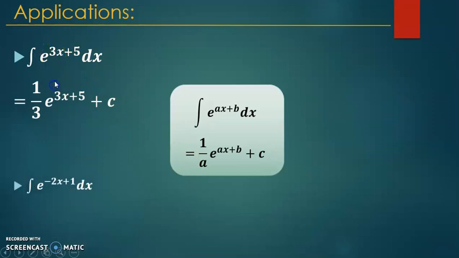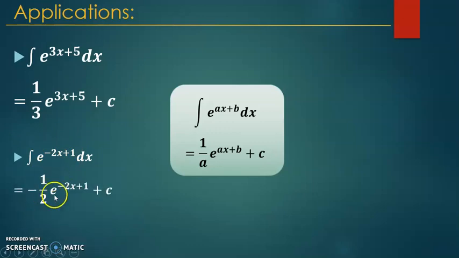Let's do another example. Do this example by yourself. So what's a here? What's the coefficient of x? It's minus 2. So it's minus half, since 1 over minus 2 is minus half, e power minus 2x plus 1, plus c. What about this integral? Is it of the form e power ax plus b?